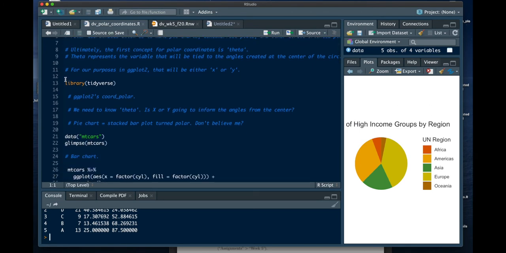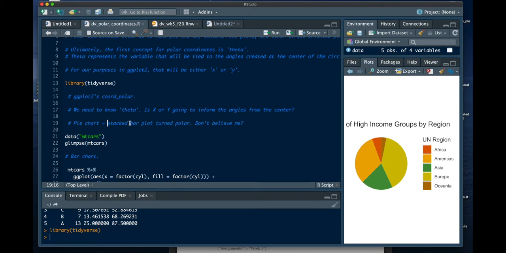All right, so let's make sure tidyverse is loaded. We need to know theta. We're going to start with bar charts because really what using polar coordinates is about is starting with a bar chart and then wrapping it, bending it and turning it into a circle, right? Now, if you have one stacked bar, that's what can ultimately become a pie chart, for example.